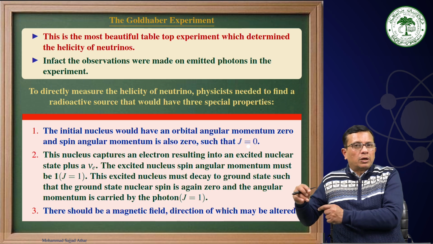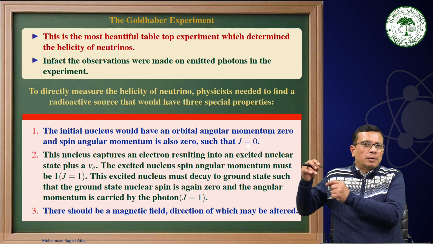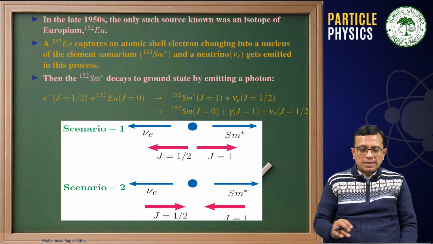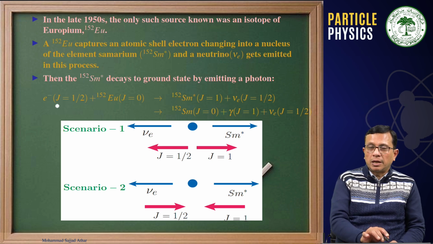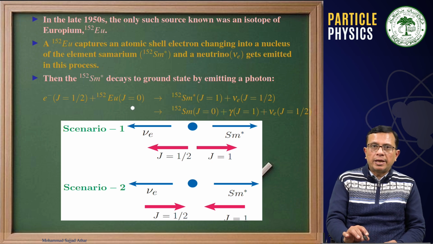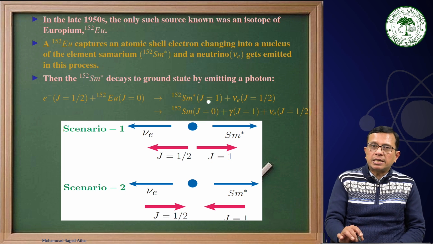This emits a photon, and the angular momentum of the nucleus is carried by this photon. Therefore, you can see that I'm talking about an electron, which is a spin half particle. We are talking about a target which is europium, which has angular momentum equal to 0. And what is happening? That samarium star is getting formed, which is an unstable nucleus. It has angular momentum equal to 1.